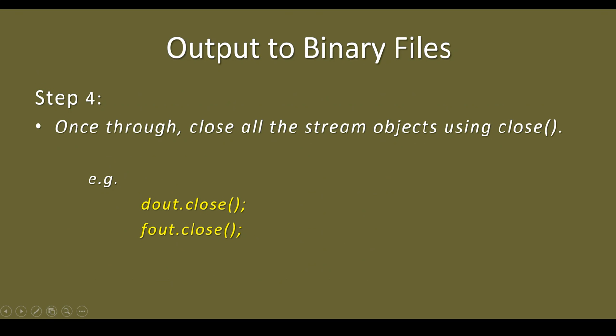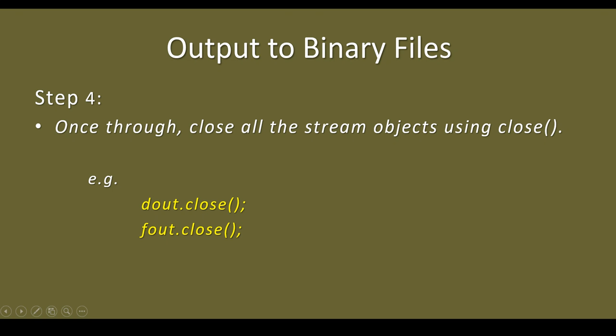Now step 4: once you are through, close all the stream objects using close. This was done in the previous videos also. Once you create any object, you have to close it. Whichever is opened last will be closed first. So dout is opened last, so dout.close and then fout.close.